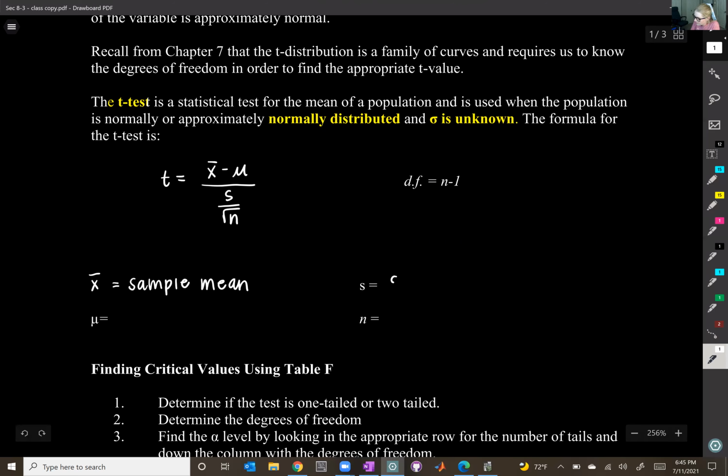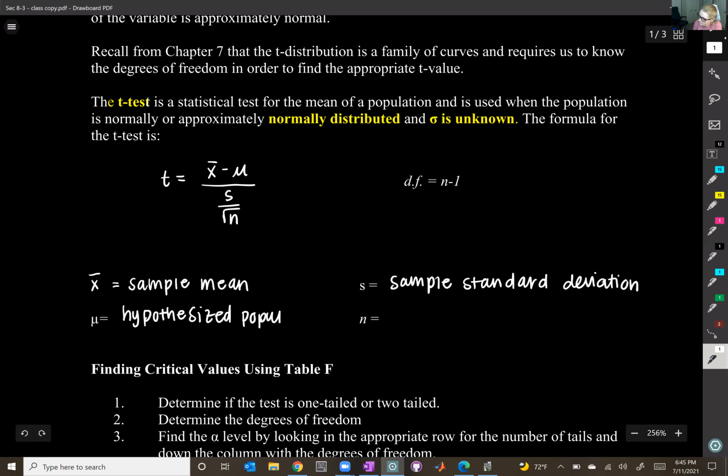And then s is equal to my sample standard deviation. And then mu is going to be equal to my hypothesized population mean. And then n is going to be my sample size.